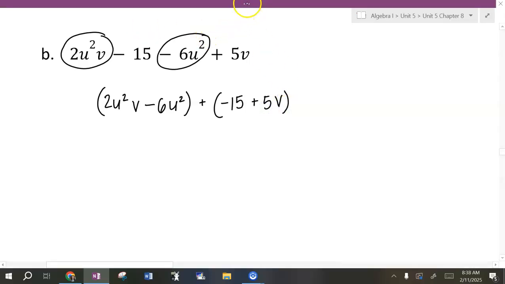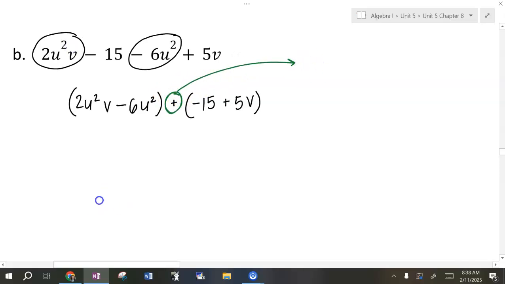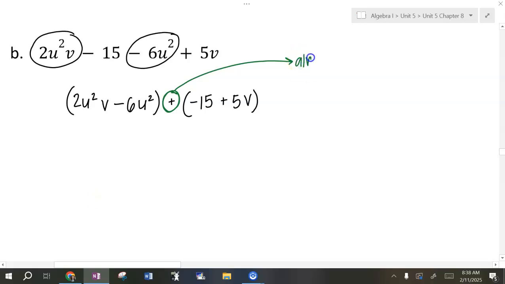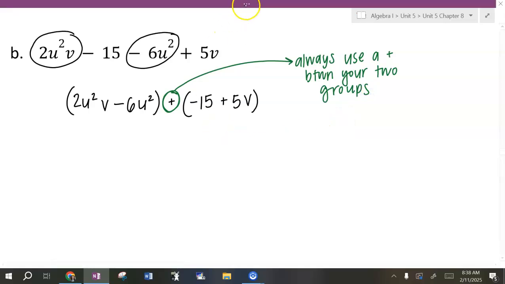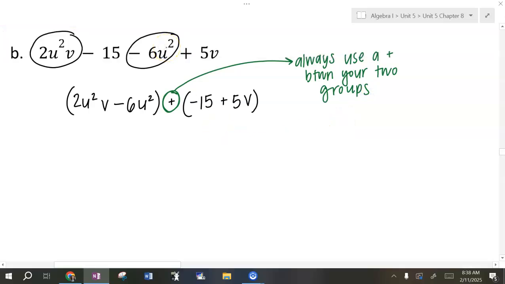This is an important one for you to notice. You might have noticed in the last one that I had a plus sign splitting up my two groups. No matter what, you always want a plus sign between your two groups. So in step 1, when you go to make your two groups, there should always be a plus sign in between. So step 1 is group them up.